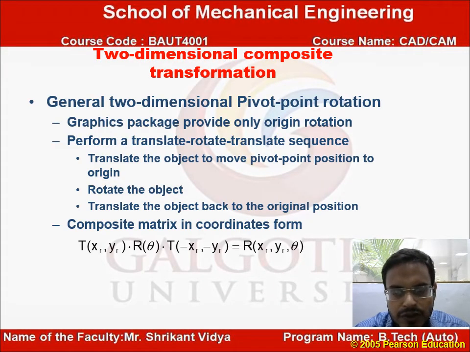General two-dimensional pivot-point rotation: graphics packages provide only origin rotation. So we perform a translate, rotate, translate sequence. Translate the object to move the pivot point position to the origin, rotate the object, then again translate the object back to the original position. So the composite matrix in coordinate form is T(xr, yr) R(θ) T(-xr, -yr).